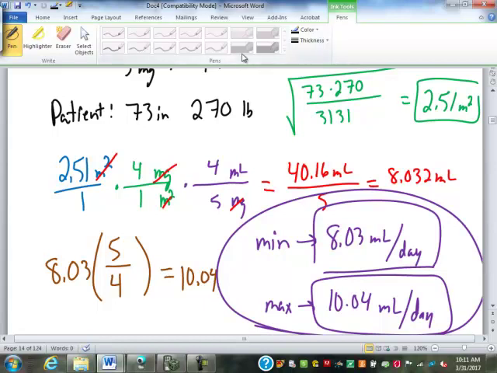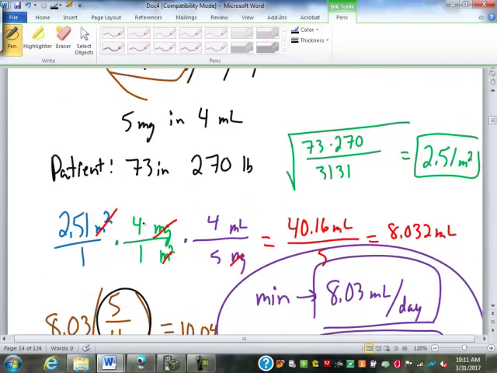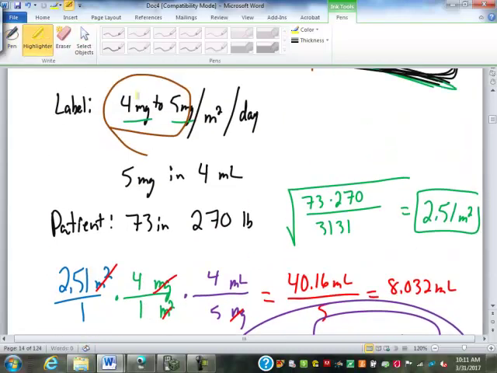Any questions? Which one goes here? Okay. Because basically what this is telling us is this is the minimum recommended and that's the maximum recommended.